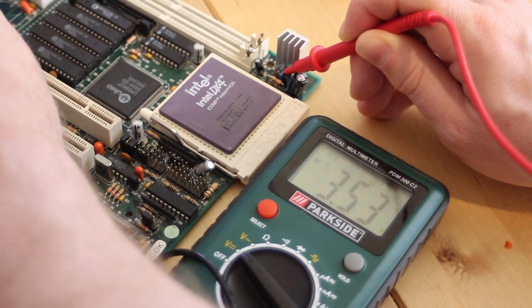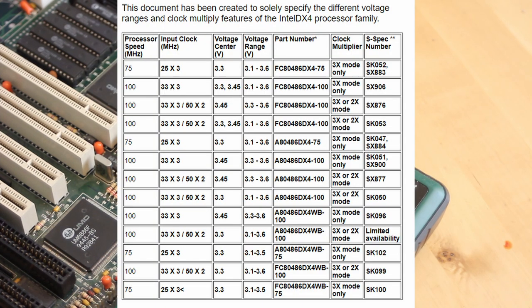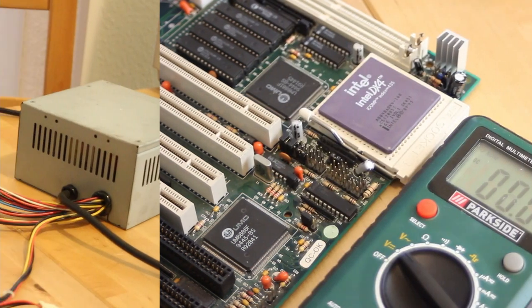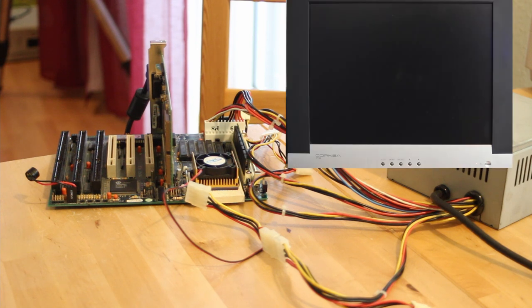And we have 3.53 volts. Now, that's actually okay. It turns out that Intel released an advisory in the earlier days of the internet, so you have to look on the internet archive to find it. And this tells us that this CPU, which is an SK051 by the way, will work from 3.3 to 3.6 volts. So we're in range here. It's at the upper end of it, of course, but that's absolutely fine. Now for the acid test, let's turn it on and see what happens.